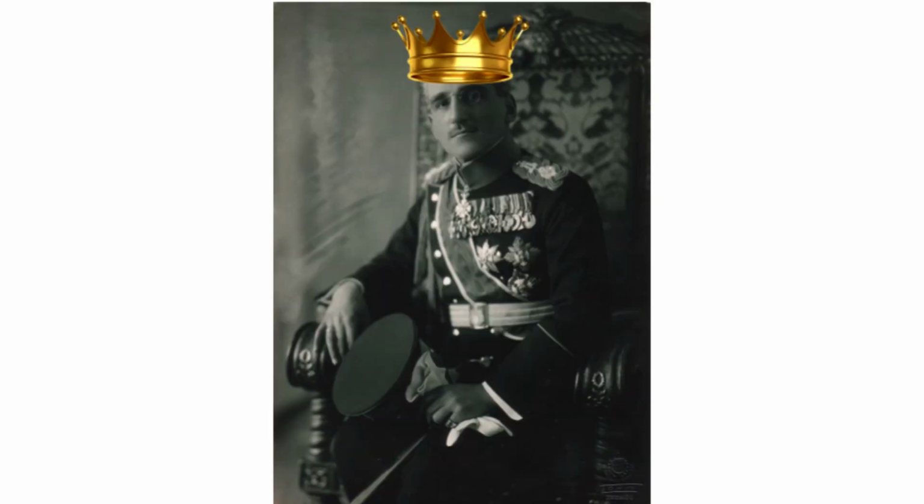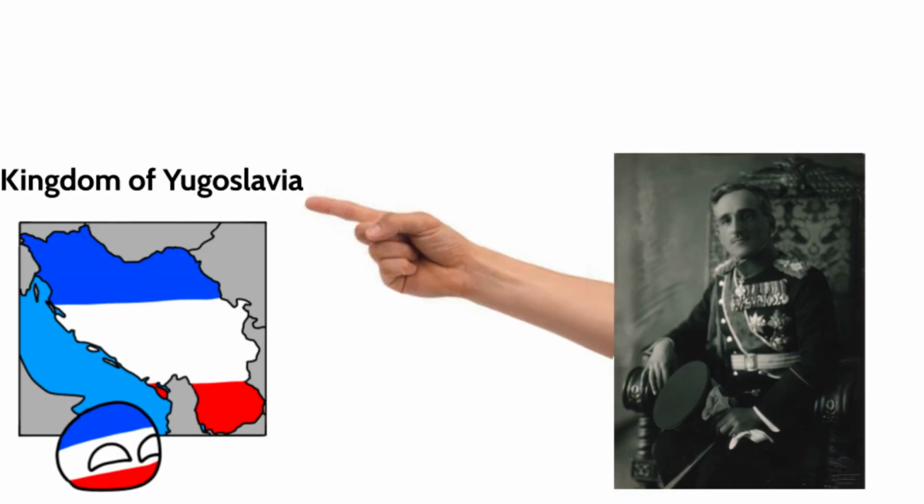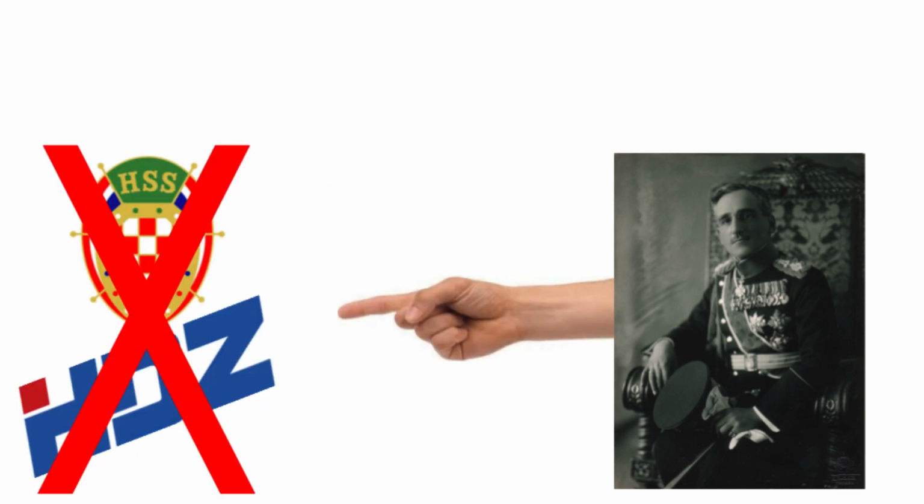In 1929 he abolished the Constitution of 1921 and established a royal dictatorship due to tensions in the government. A few months later he renamed the country to the Kingdom of Yugoslavia and outlawed all political parties in an attempt to unify the country. In 1943 he was assassinated on a diplomatic trip to France.